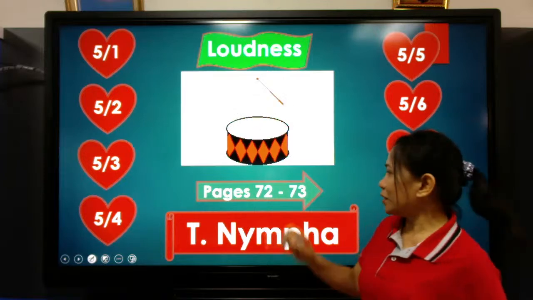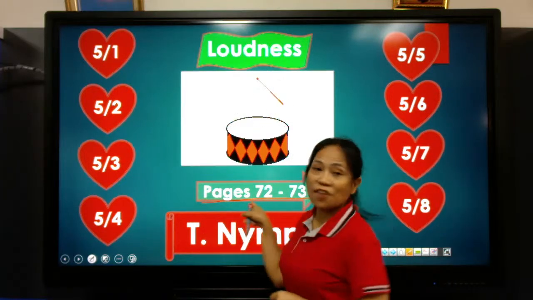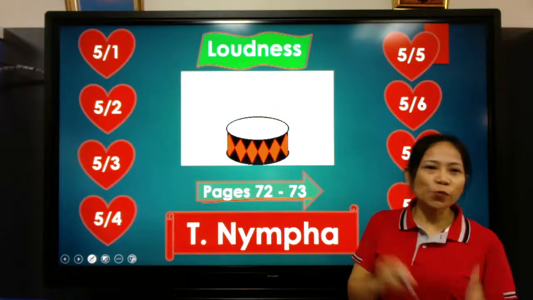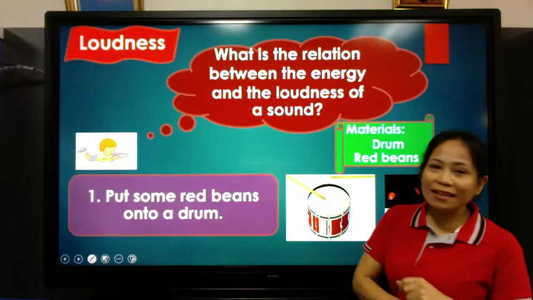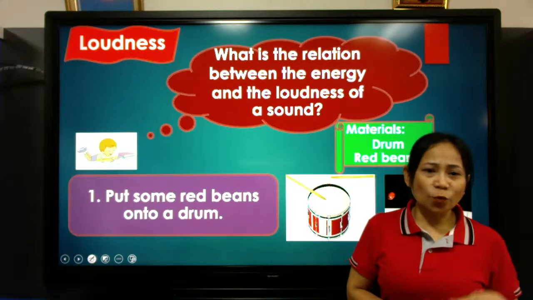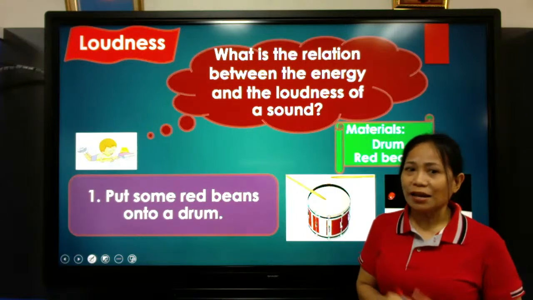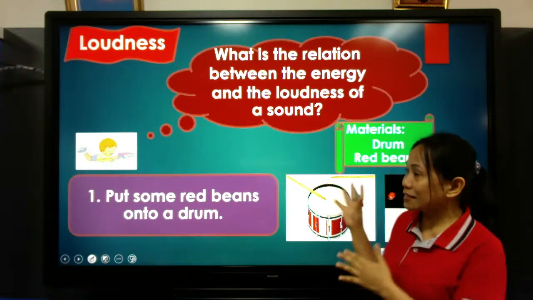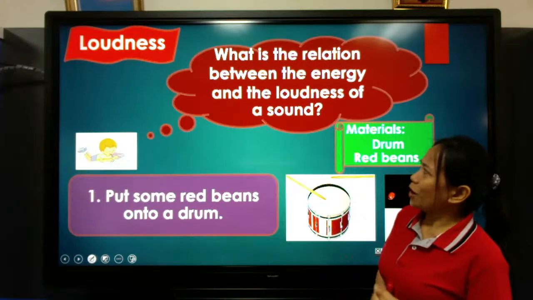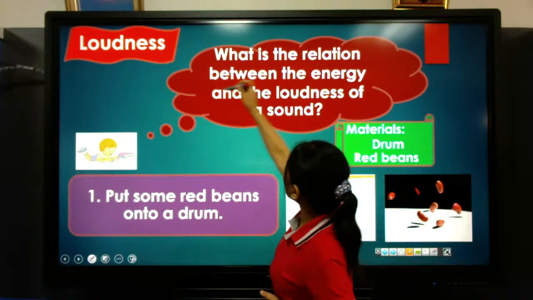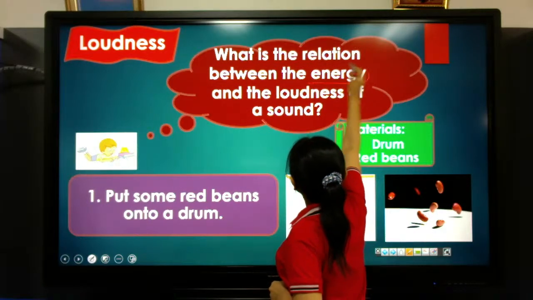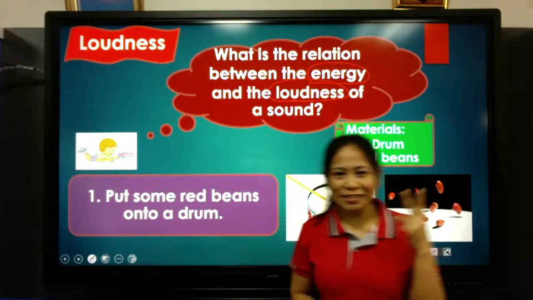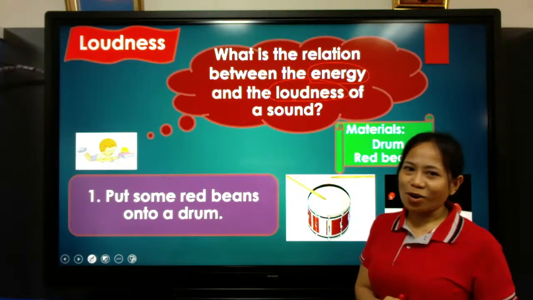If you bring your book with you, you can open your book on page 72 to 73 so that you can follow what we are talking about. So, loudness. For you to better understand what the loudness of sound is, how this sound creates loudness. Some sound is soft and some sound is really loud. So what is the relation between energy and the loudness of sound? There are 2 factors, the energy and the loudness of sound.